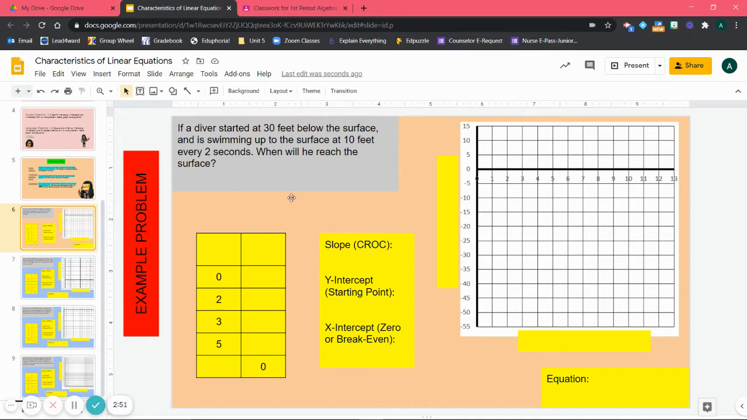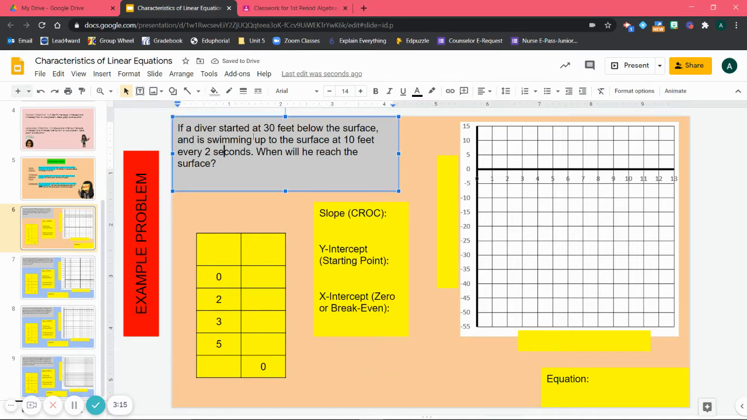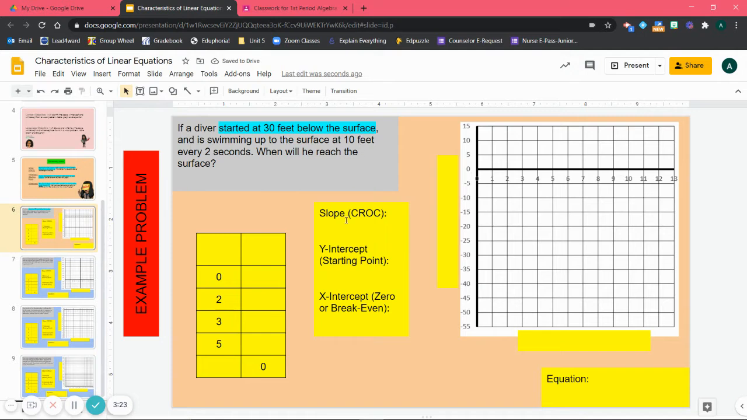So if you notice here, for this diver problem, I need to create a table, a graph, and an equation. In order to do those three things, I need to identify these three key pieces: the slope, the y-intercept, and the x-intercept. So let's go ahead and start. It says if a diver started at 30 feet below the surface. So my diver started at 30 feet below the surface. And if that's where they started, we know that as our starting point.